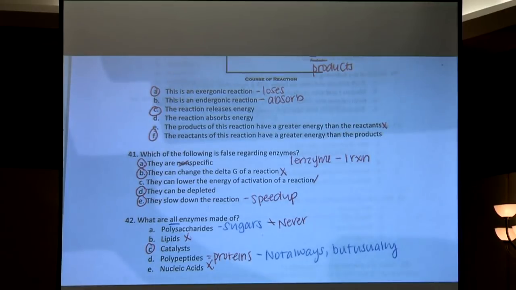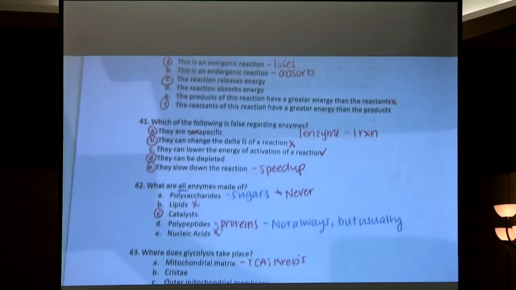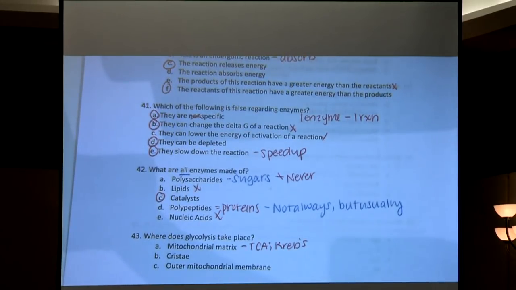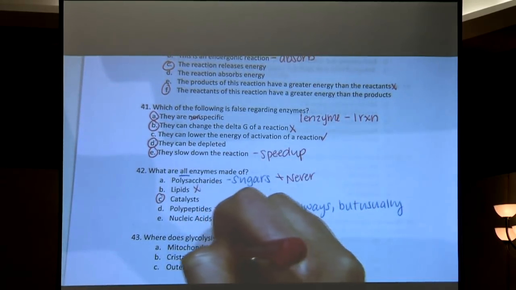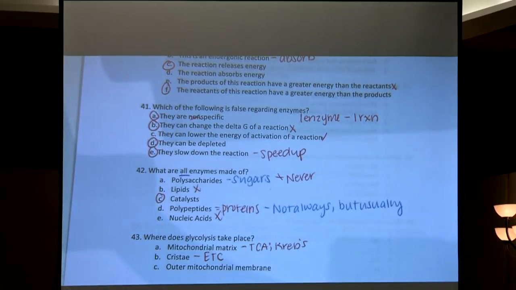All right. How about the cristae? Is that where glycolysis takes place? So the cristae is also not where it takes place. This is where the electron transport chain occurs. Our cristae is also our inner mitochondrial membrane. Our outer mitochondrial membrane doesn't really do anything for us, unfortunately.